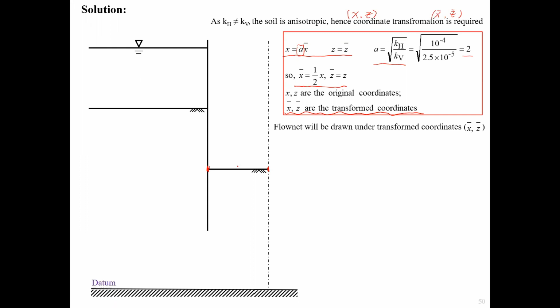For this case, we just take a datum here, which will be the boundary between the soil and the impermeable layer. If you take a datum somewhere else, the result will be the same, as I explained previously. Once we label the datum, next it will be the water height. Originally we have 6 meters here, 6 meters here. The transformed coordinate doesn't affect the vertical dimensions because z wasn't affected. So we have 6 meters, 6 meters, 6 meters, and 6 meters here.